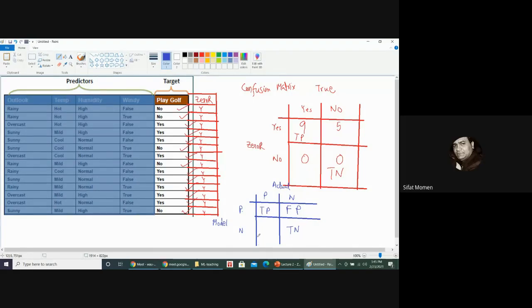Don't get confused. Okay, look here. The model is predicting it to be negative, but actually in reality it is positive. So that means in reality it is not negative. That's why this is a false negative. Am I correct?